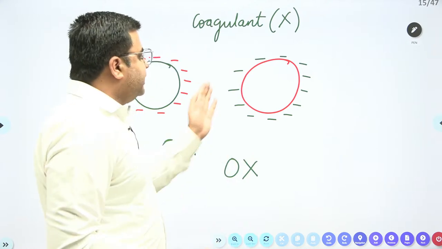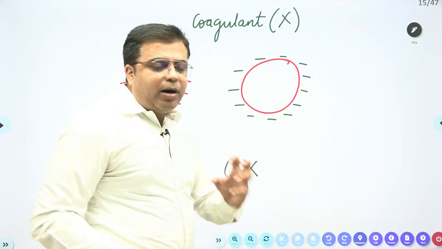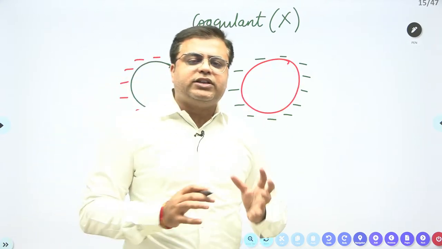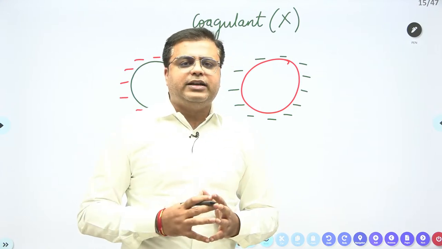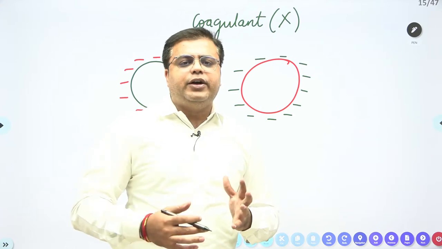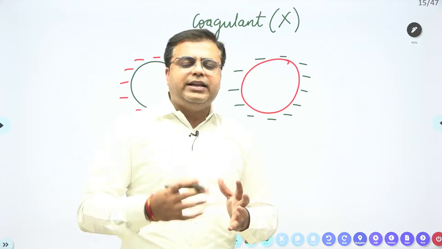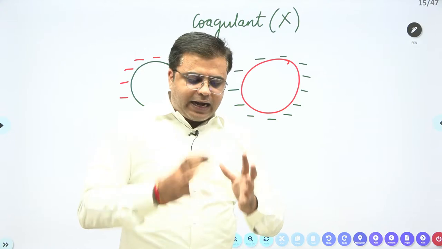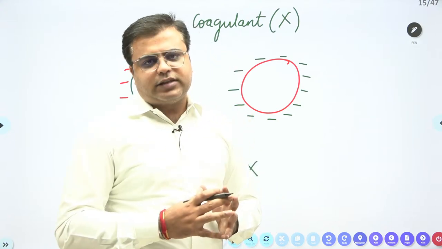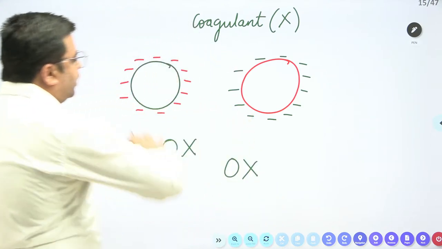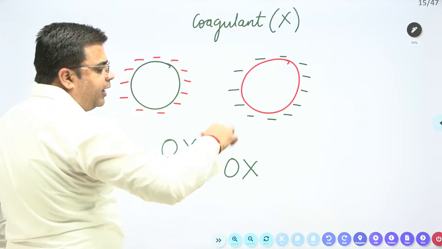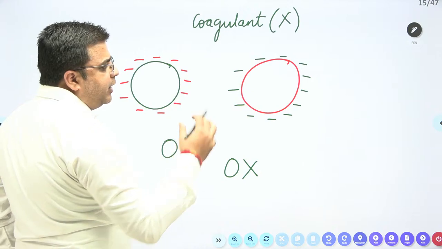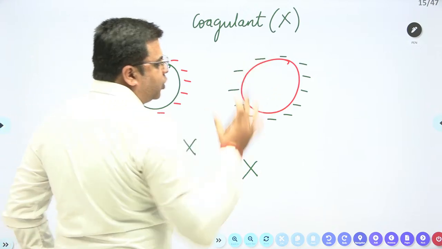For neutralizing this negative protective charge, some amount of energy is required, which is known as the threshold energy. In order to come over this threshold energy barrier, we do fast mixing, and this fast mixing provides the sufficient amount of energy that is required. So in coagulation, we add the coagulant and we do fast mixing in order to provide the sufficient energy which is required to cross the threshold energy barrier.